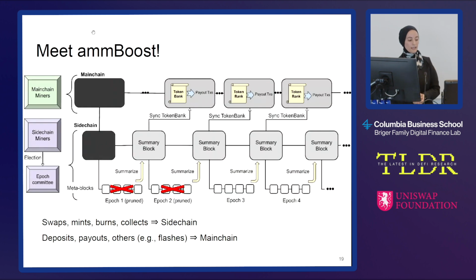The second part of the AMM is the implementation of the side chain, in the sense that all the frequent transactions, which can be easily summarized, including swaps, mints, burns, and collects, will be processed on the side chain. The main chain handles whatever I mentioned about the token bank, and any additional service that must exist on the main chain because it requires actual tokens on the spot. The popular example is flash loans. Flash loans we cannot process on the side chain. They have to stay on the main chain.